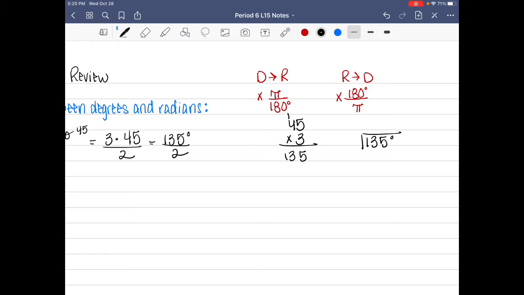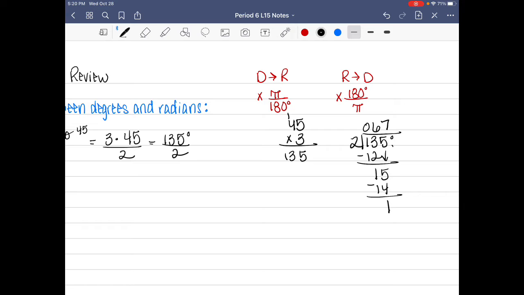Long division. So 2 does not go into 1, but it goes into 13 6 times. And then 6 times 2 is 12. 13 minus 12 is 1, and then we bring down the 5. And then now we see how many times does 2 go into 15. It goes in 7 times. 7 times 2 is 14, and then we're left with a remainder of 1.